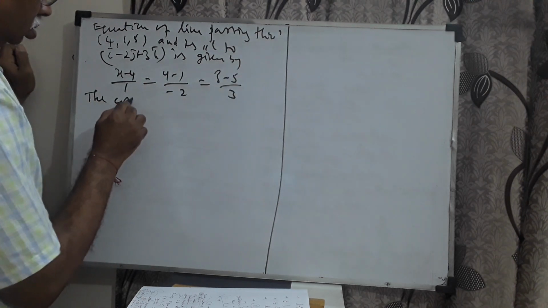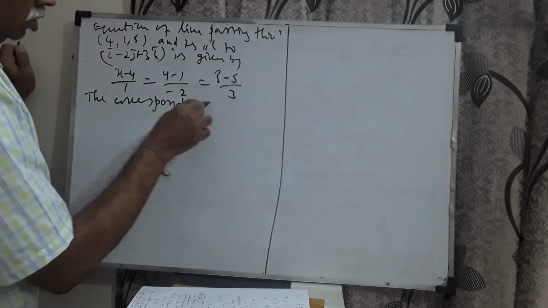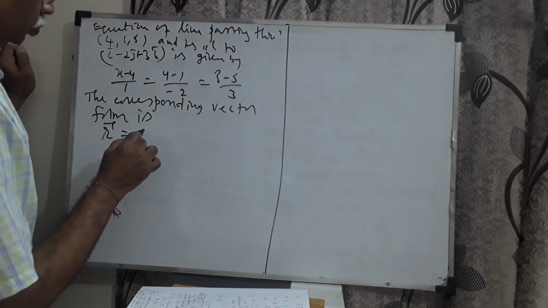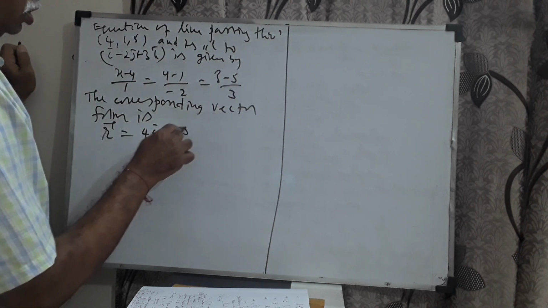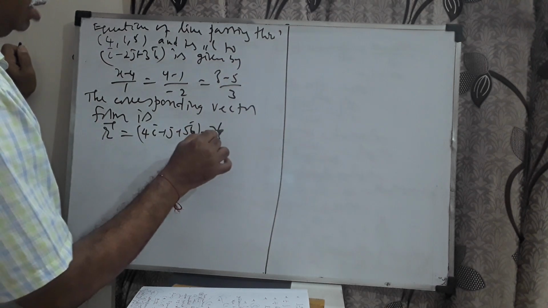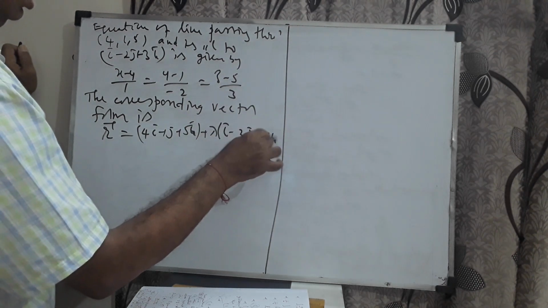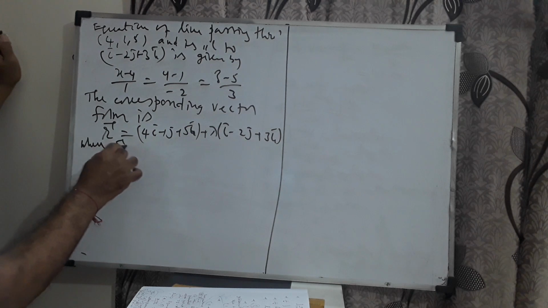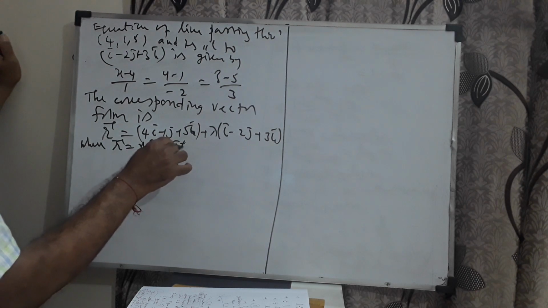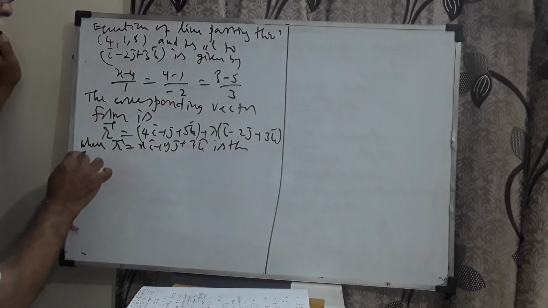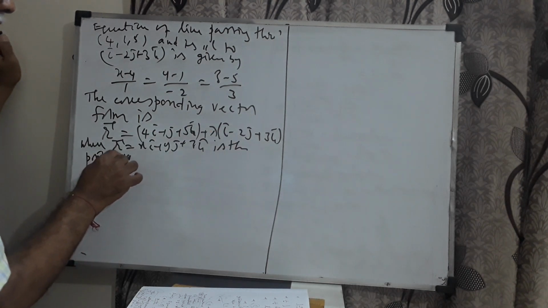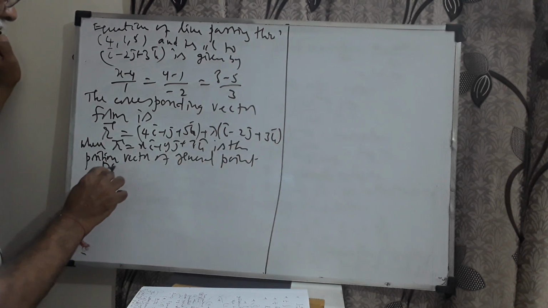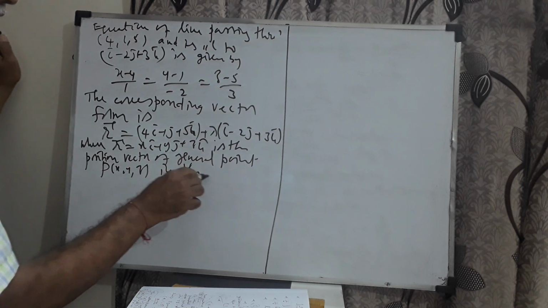The corresponding vector form is r vector is equal to 4i plus j plus 5k plus lambda times (i minus 2j plus 3k). This is how you normally write. Where better you write what r vector is. xi plus yj plus zk is the position vector of the general point p (x, y, z) in the line.